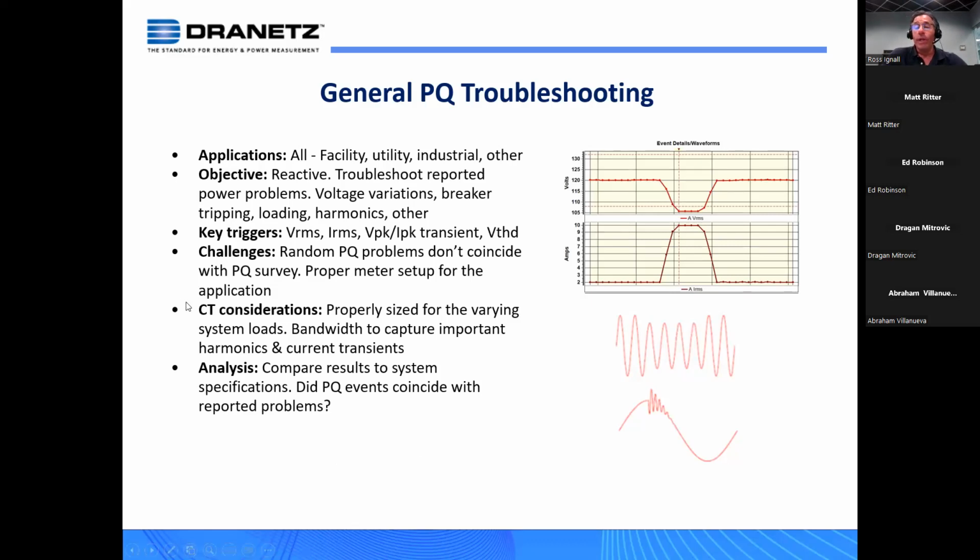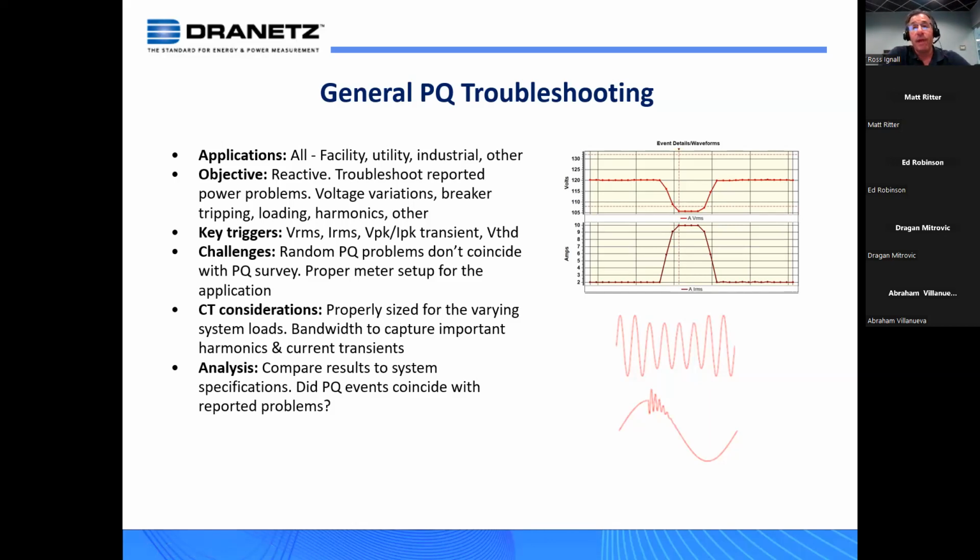So what are your CT considerations? Well, as in most applications, you need to make sure your CTs are properly sized for the varying system load. So you have to look at your minimum current being measured, your maximum current being measured, and the typical, and make sure that your CT is within that range.